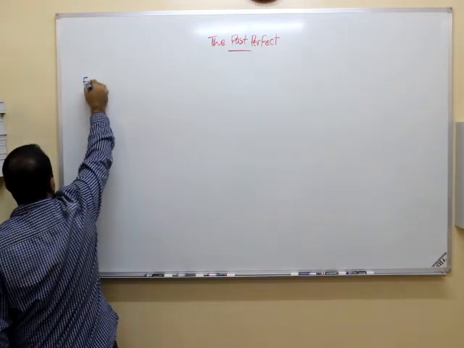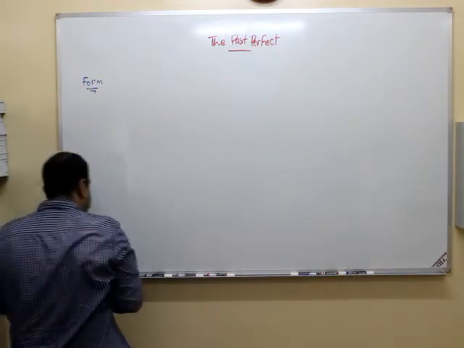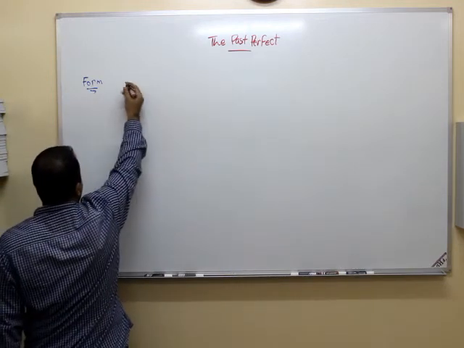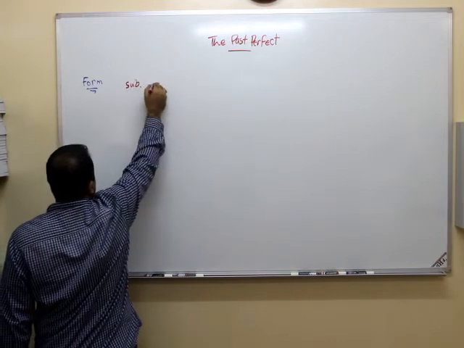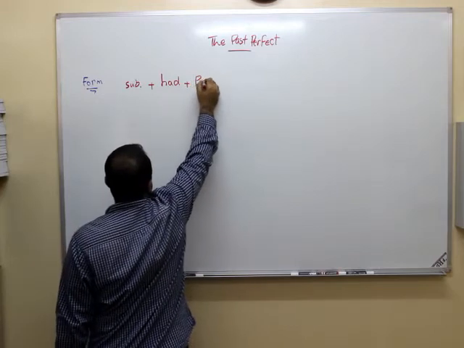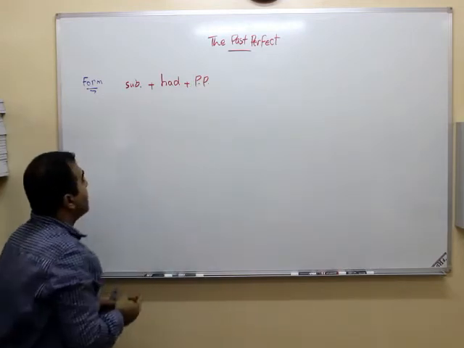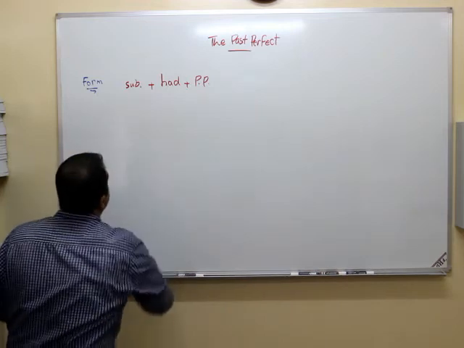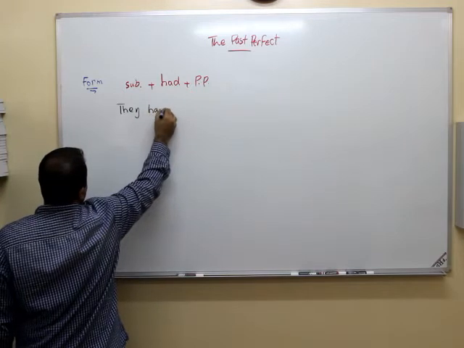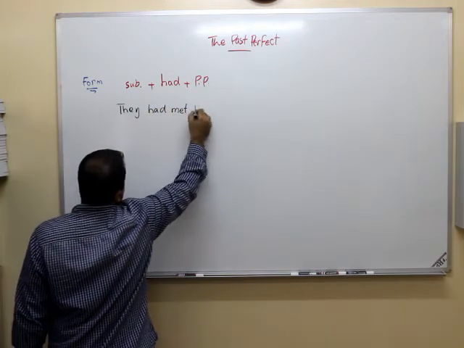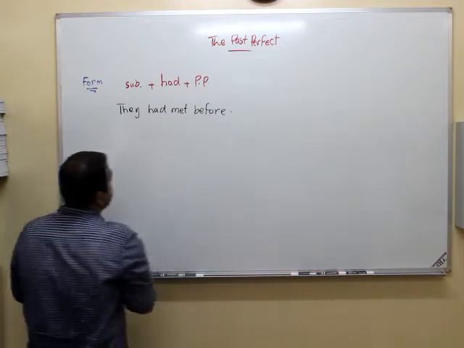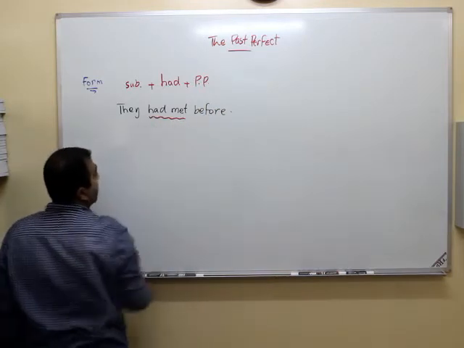Form of the verb. The formula for the past perfect is the subject plus the auxiliary had and the past participle of the verb. For example, they had met before. So here the past perfect is had met.